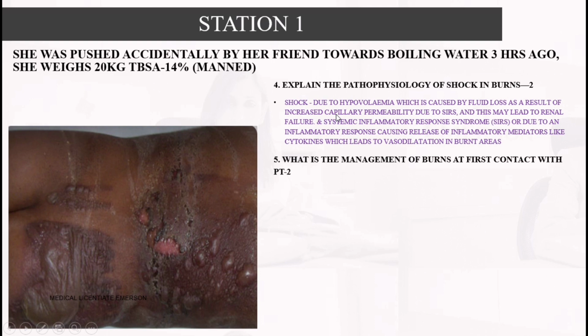So shock is due to, there are two hypotheses that have been given. One reason is that it is due to hypovolemia, which is caused by fluid loss as a result of increased capillary permeability. When there's increased capillary permeability, there will be extravasation of fluids. So that's one of the reasons. And this same increased capillary permeability due to SIRS can lead to renal failure and systemic inflammatory response syndrome.